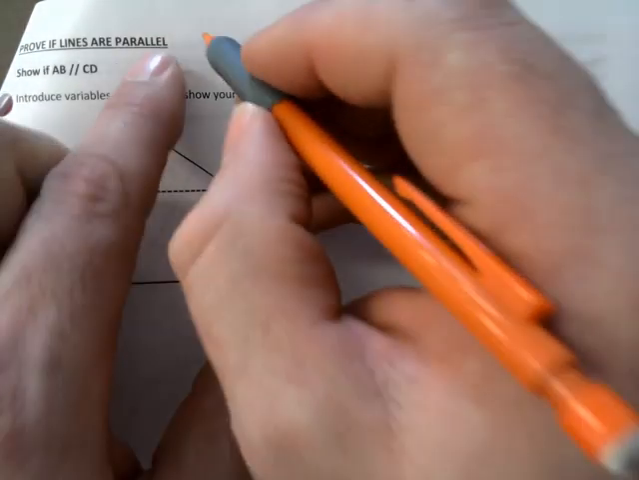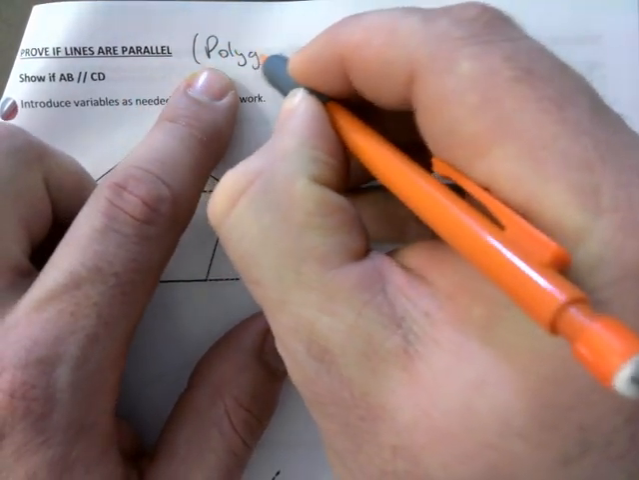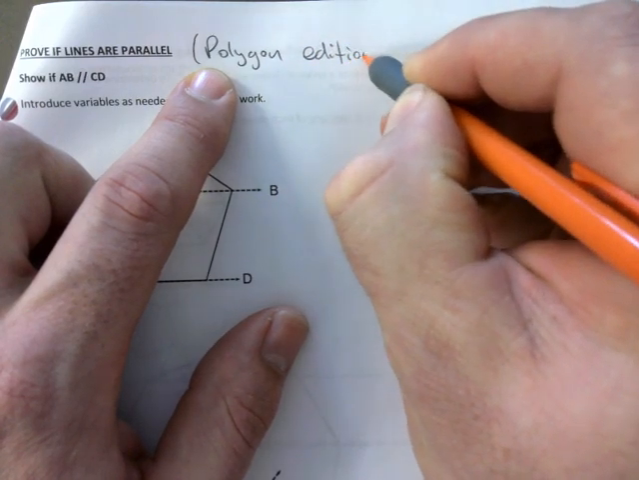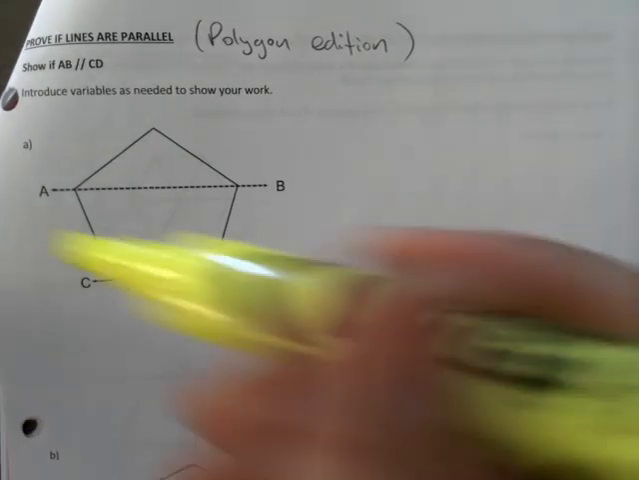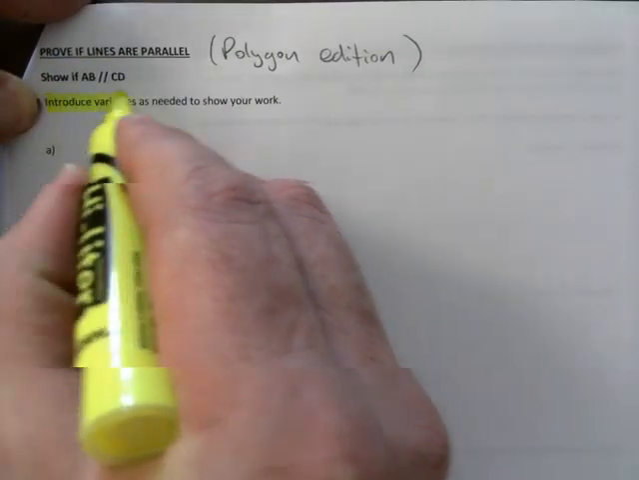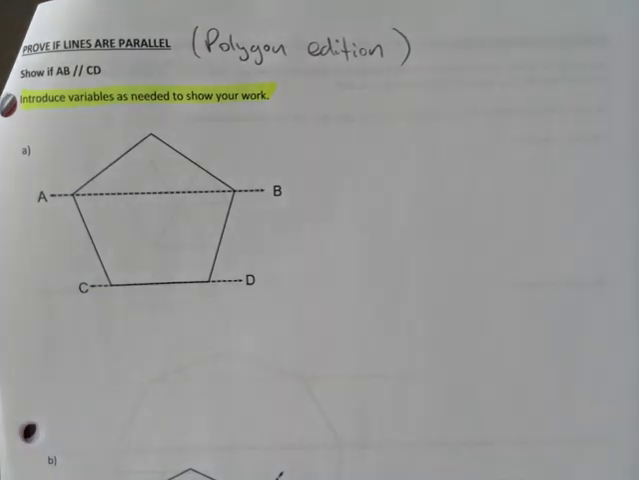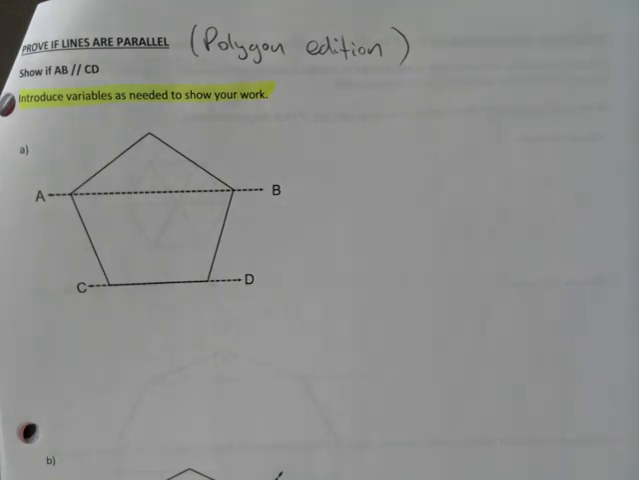Prove if lines are parallel, polygon addition. How's that? Polygon addition. So we know how to come up with angles now. We know how to do that. So this is going to help us figure out whether or not lines are parallel. So look at this particular example. Watch what I'm saying here. Introduce variables as needed. Okay? You are the boss, right? You introduce, it's like, hey, I want to find this one here, but Mr. Dirksen didn't give it a letter. I'm going to give it a letter, right?